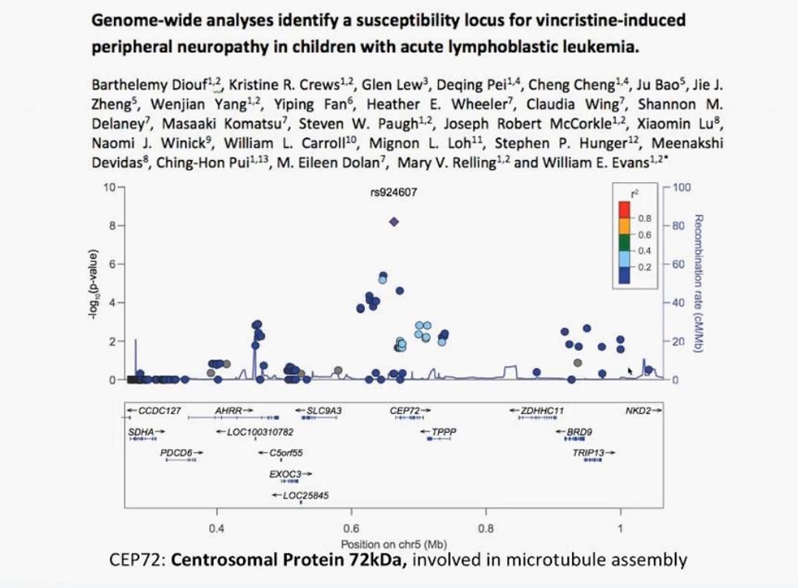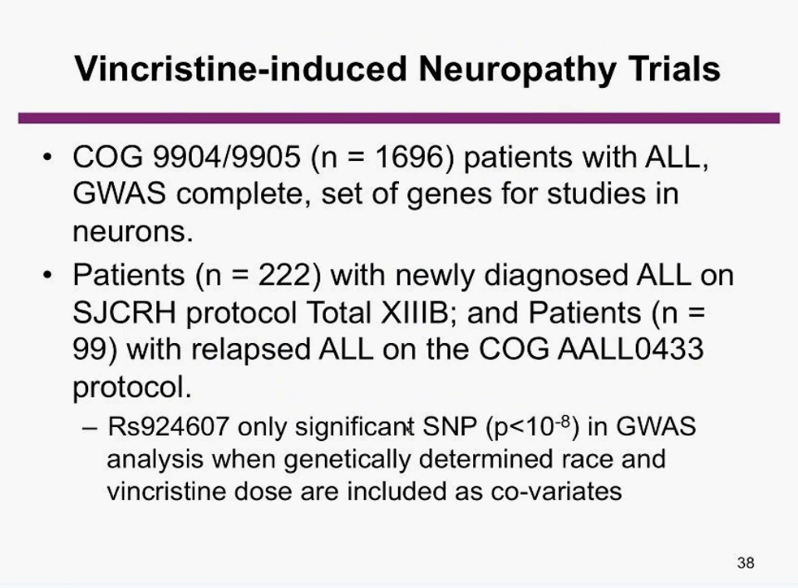In a second study, which is being reviewed right now, a genome-wide analysis identified genetic variants within CEP72, which is a centrosomal protein 72 kilodalton, involved in microtubule assembly. And this was associated with vincristine-induced peripheral neuropathy in children with acute lymphoblastic leukemia. This was both a Children's Oncology Group study, in which there were close to 1,700 patients with ALL and the GWAS was completed, as well as a set of 222 newly diagnosed ALL patients on a St. Jude protocol, and a second protocol from St. Jude with relapsed ALL.